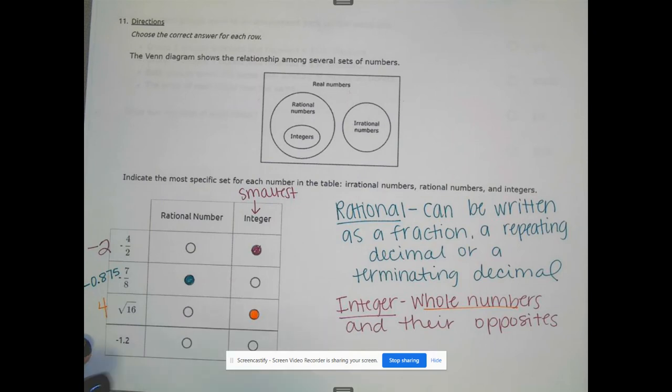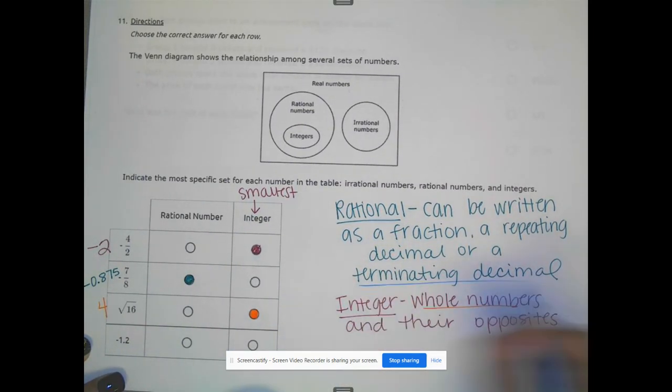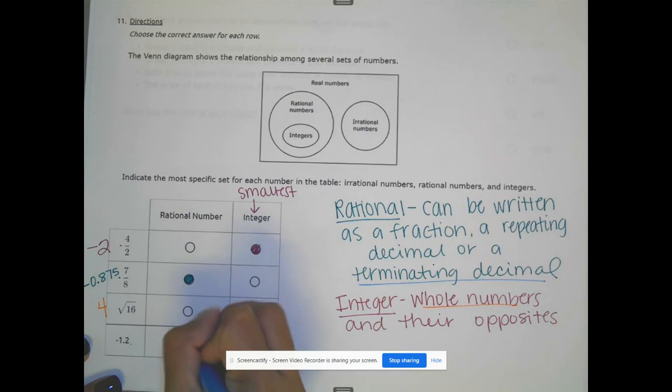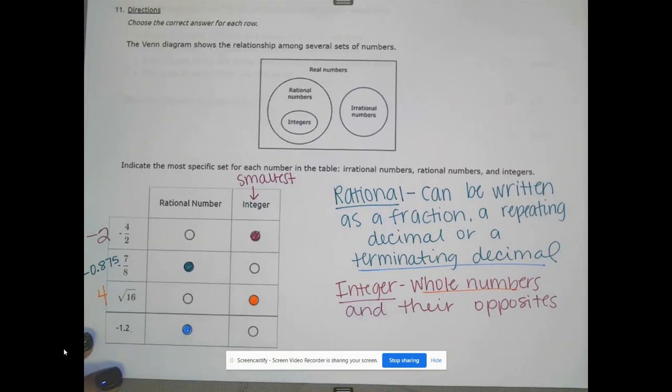And then for my last one, I have -1.2. So I could turn this into a fraction, but it falls under terminating decimal. It stops. There's nothing after the 2, so that makes it a rational number. So that's what you should have selected in your table.